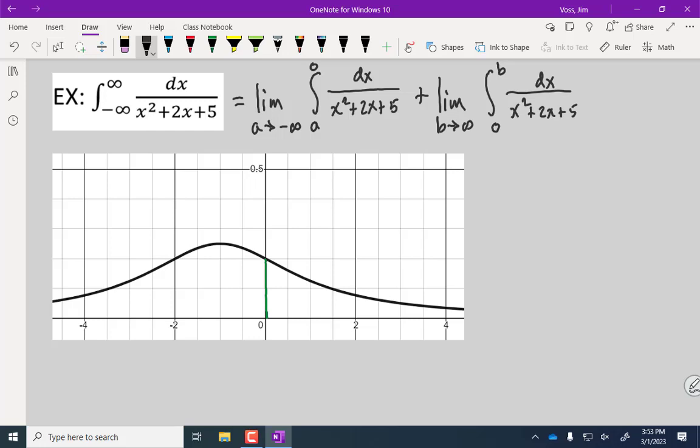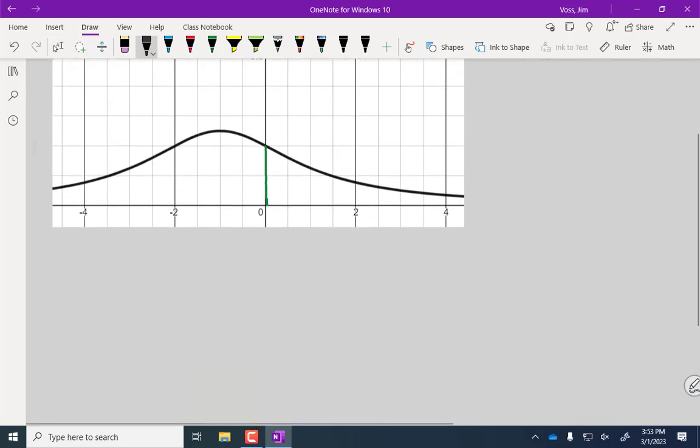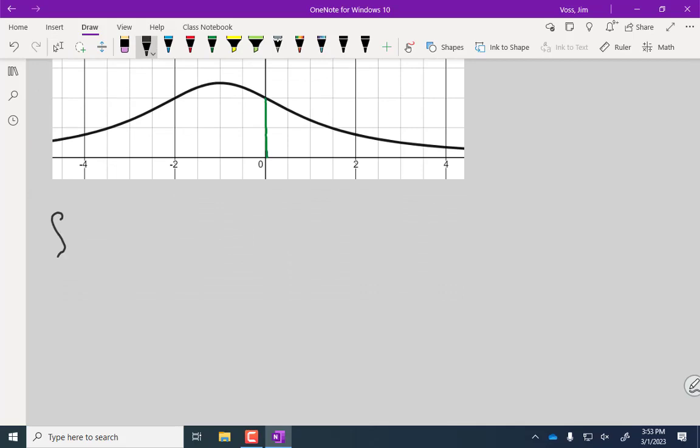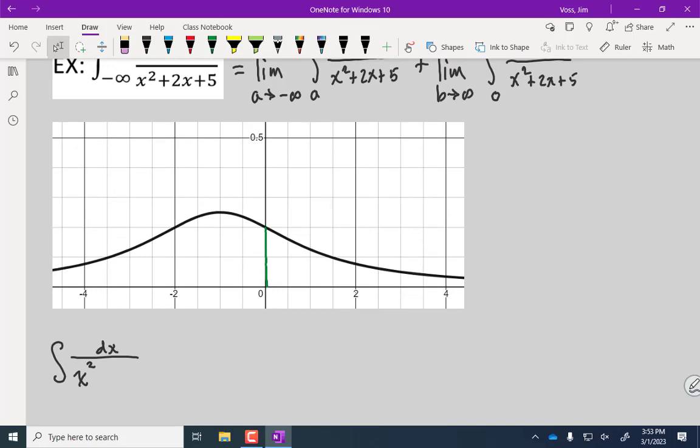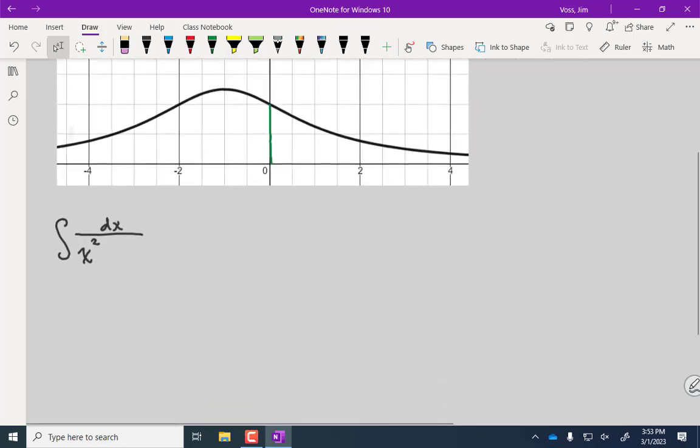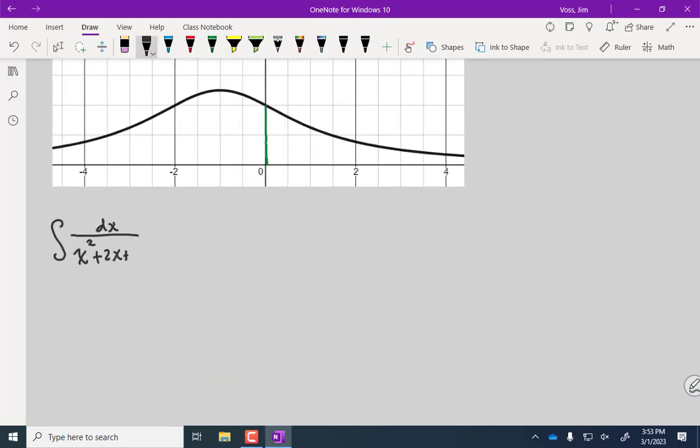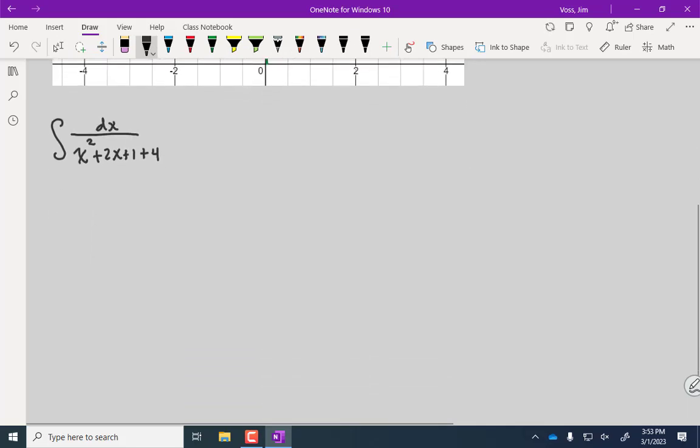So why don't we go off to the side and figure out what the antiderivative is for that? Ryan, you can use partial fraction decomposition. The rest of us won't. If you are so inclined to try to factor this, I would love to see it. Do you notice that it's not factorable? So we have to complete the square. If it's not factorable, complete the square. So we're going to have x squared plus 2x plus 1 plus 4. So hopefully you're dreaming of inverse tangents.